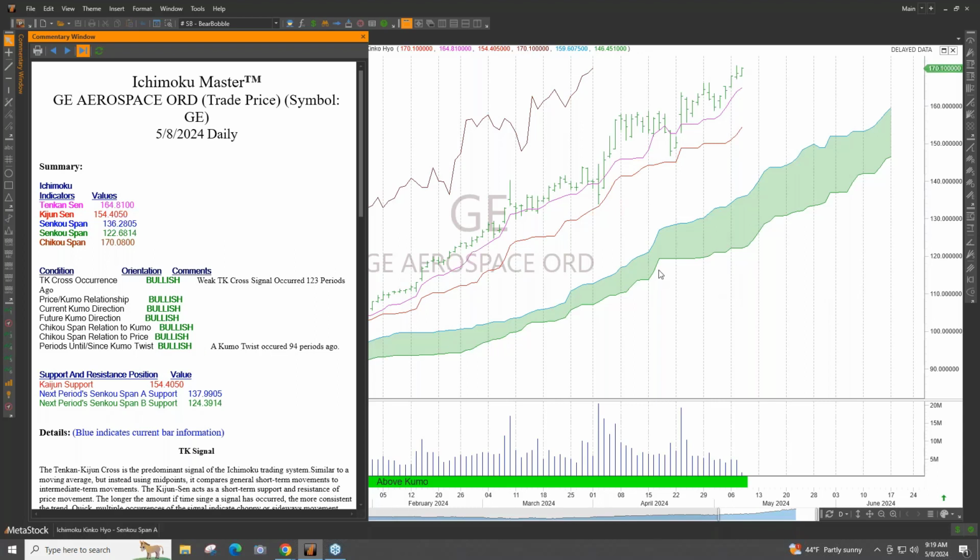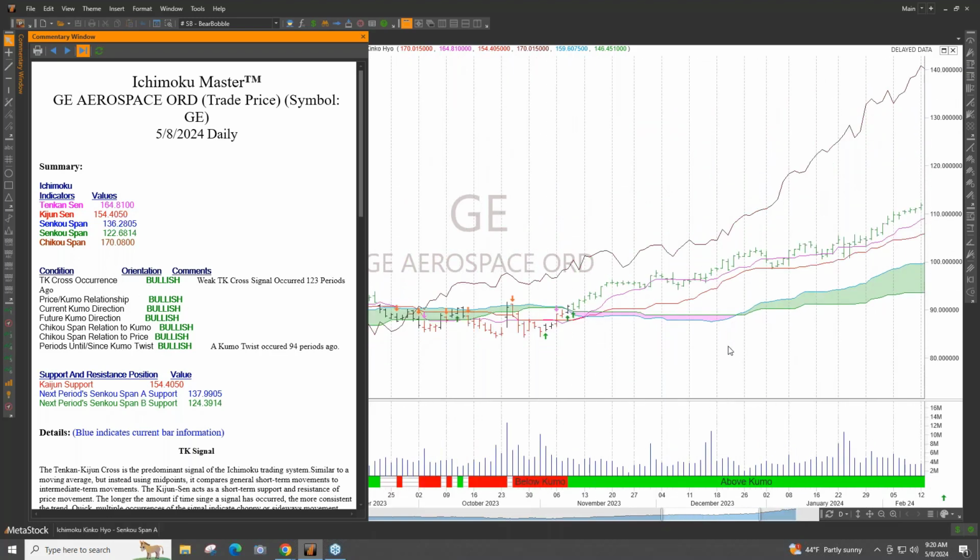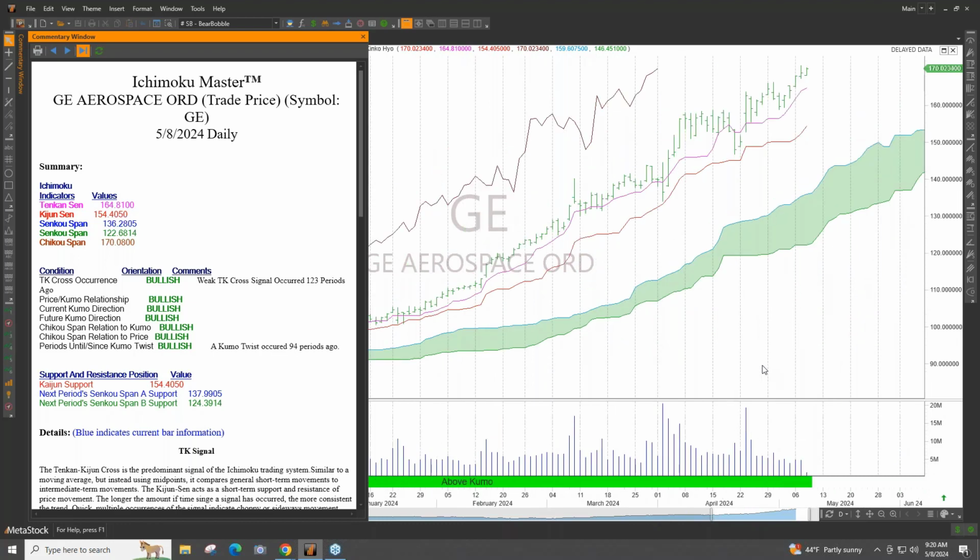Our current Kumo direction is bullish. Our future Kumo direction is also bullish. There's no twist into the future. Our Chikou span relationship to Kumo, the Chikou span is this one, that's bullish, it's above. Our Chikou span relationship to price is also bullish, it's above. The period since the Kumo twist is bullish. We actually had our last Kumo twist right here, 94 bars ago. So if I'm looking at what this is telling me in terms of Ichimoku, everything in GE, as we'd expect, is bullish, just because GE, out of all of the stocks, has been bullish just insanely.